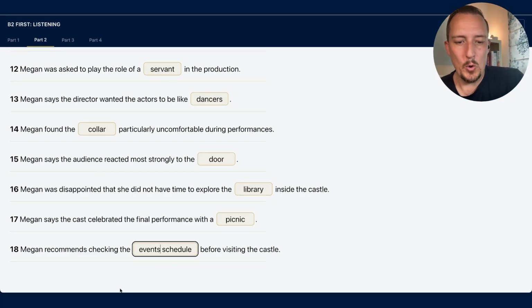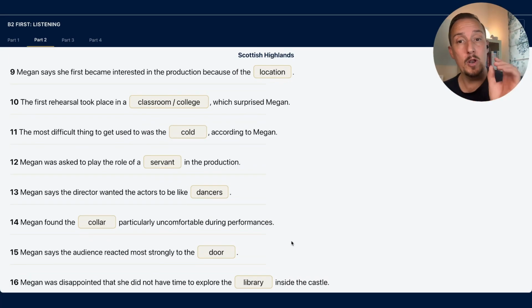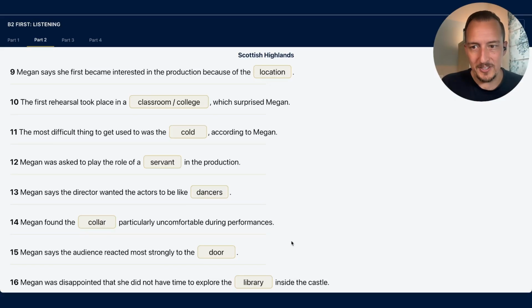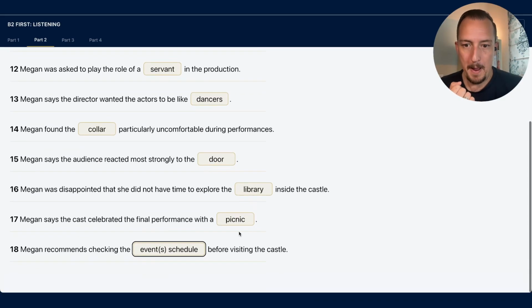Okay, so this one is correct now. So location is the answer to 9. There are 2 possibilities you could have as the correct answer here, because she says the first rehearsal took place in a classroom inside a college. So to say the first rehearsal took place in a classroom or it took place in a college, both are correct. We have cold, servant, dancers, collar, door, library, picnic.